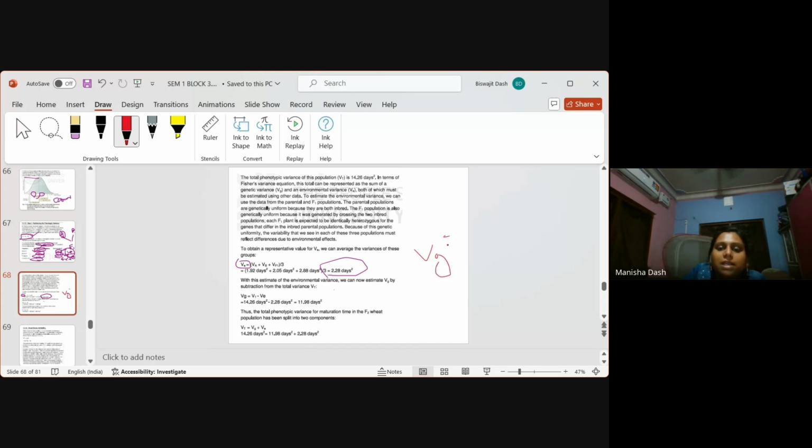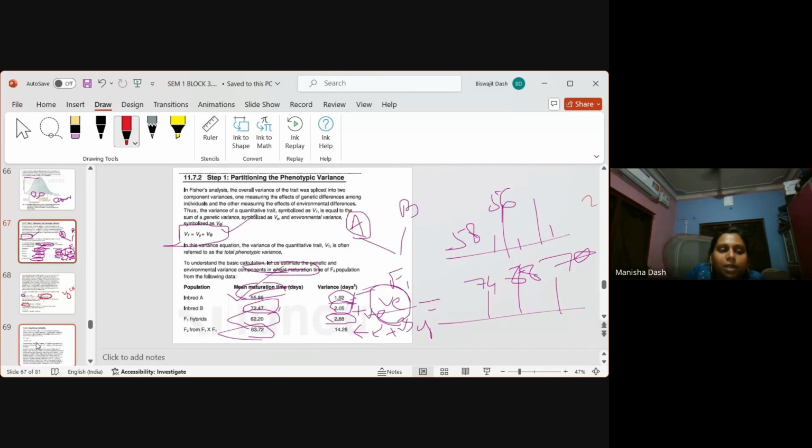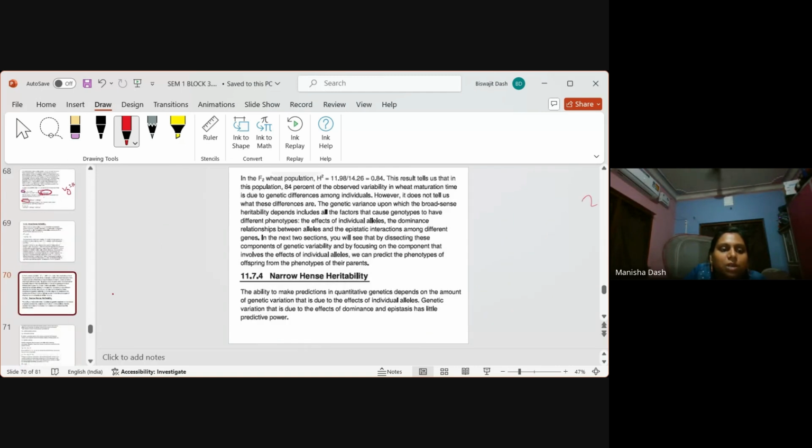So the genetic variance is the total variance for the F2 generation. If we want to calculate the total variance in the F2 generation, given is 14.26, and what we found by analyzing the previous three generations, the environmental variance, is 2.28. So simply you subtract it. Whatever value we get, that is actually the genotypic variance.